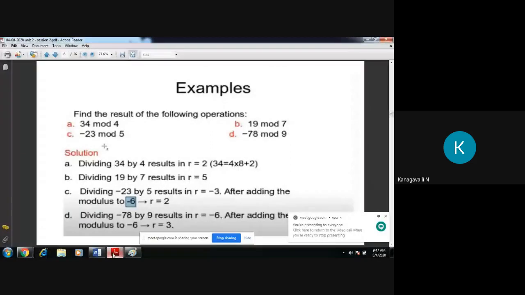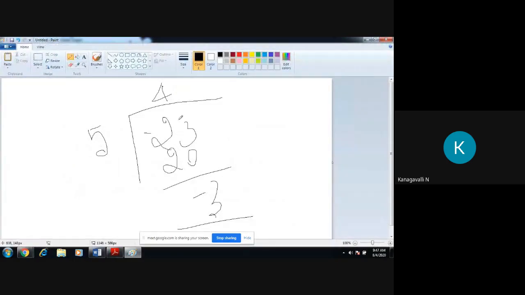See here, our sum is minus 23 mod 5. The normal way of our division: minus 23 by 5. 5 fours are 20. What is your remainder value? Minus 3. So in the normal way, this is the modulus value, our remainder. Is it clear? Minus 23 mod 5 gives minus 3. Any doubt? No. But you have to remember one thing: our result in modular arithmetic must be positive, so this is not the exact answer.